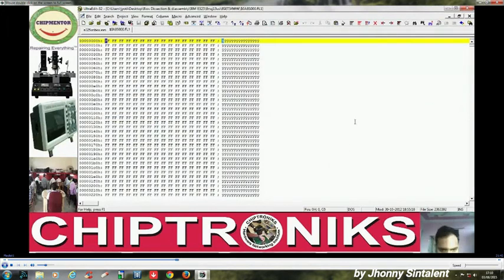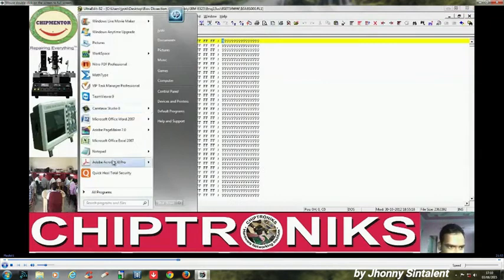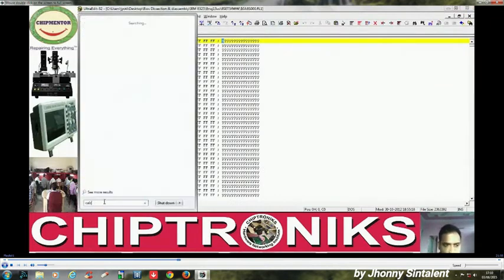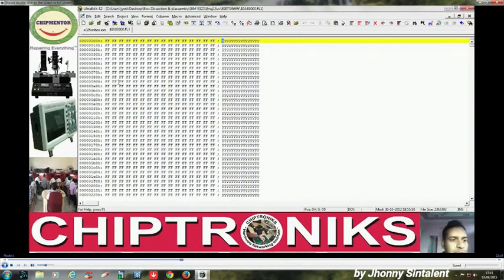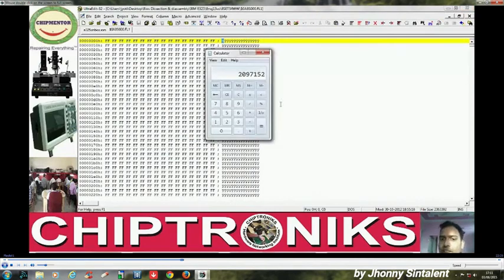Now what we have to do is remove our 2 MB system BIOS. So the remaining would be the EC BIOS, right? Let's go and find the calculator. 2 MB is how much? 1024 KB, right? And if we multiply by 1024, we'll get that many bytes. So 2 MB is 2097152 bytes. So if we delete from here 2097152 bytes, we will get our EC BIOS.